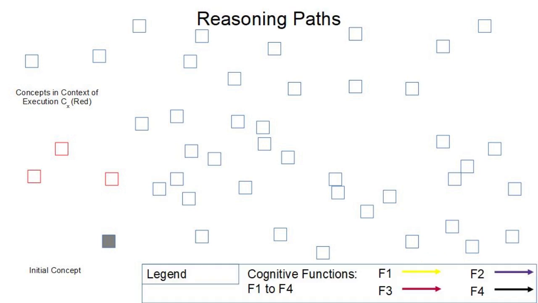Any reasoning path through conceptual space has a set of input concepts, a set of output concepts, and a set of concepts that are neither input nor output but that are considered to be the context of the cognitive system's execution of that reasoning. This context might change for each execution of that reasoning. In this depiction of conceptual space, the concepts within the context of execution of a set of reasoning paths are represented by the red squares. The same reasoning function F4 might then have a different outcome when the context is changed.